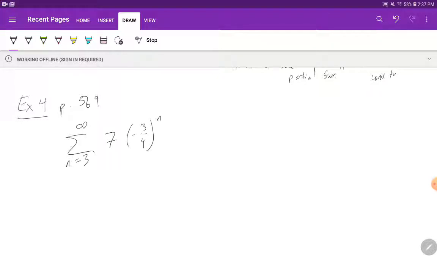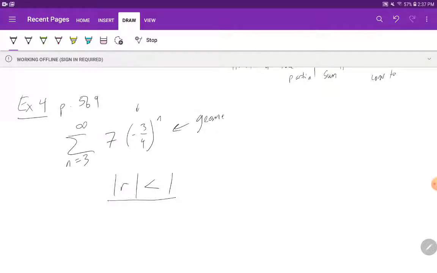You also notice that the r value is negative on this one, right? So what does that mean? Does that mean we have to put a negative in the formula or a positive in the formula? So we have to check if the absolute value of r is less than 1. So long as this is true, we can say that this converges. Oh, I forgot. And this is geometric, right?